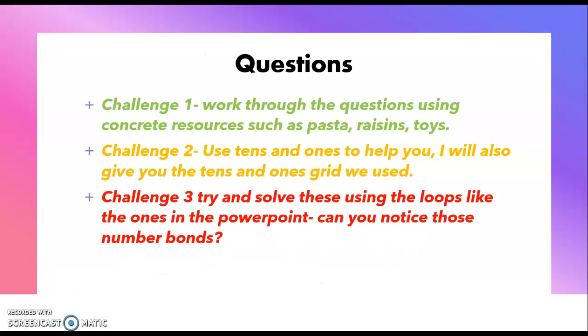So challenge 1, again, very similar to the past couple of days that we have been doing, is using concrete resources to help you. Challenge 2, using pencil, using your workings out of tens and ones. Challenge 3, try and solve these using the loops that we've been using the past few days as well.